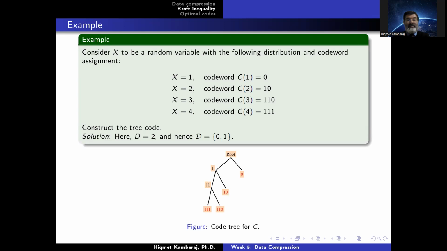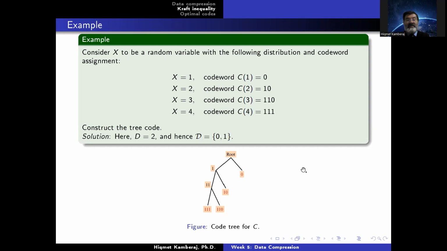Now consider X to be a random variable with the following distribution and code word assignments. X equal to 1, code word C of 1, it is 0. X equal to 2, code word C of 2, it is 1, 0. X equal to 3, the code word C of 3, it is 1, 1, 0. X equal to 4, the code word C of 4, it is 1, 1, 1. Construct the code tree for this one.